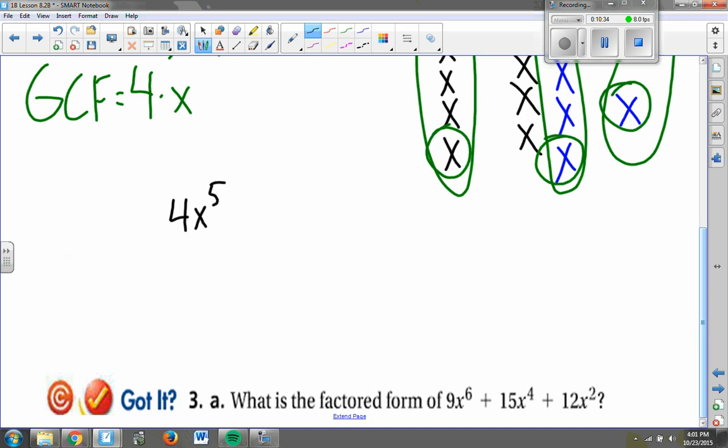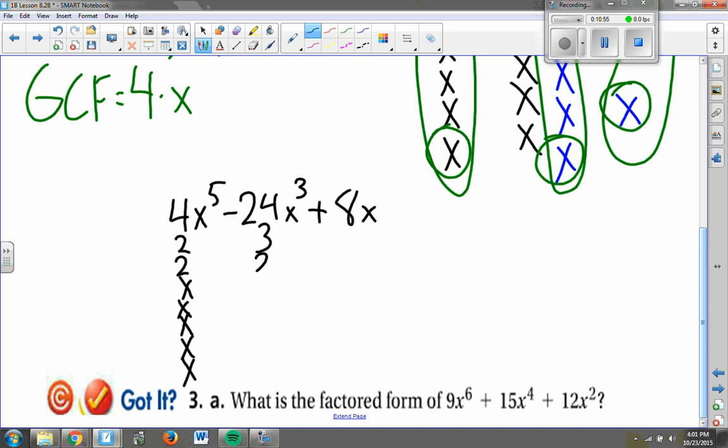4x to the 5th minus 24x to the 3rd plus 8x. And I'm going to write out what I factored them into again as well. This was 2 times 2 times 5 x's. This one here was, I believe, 3 and then three 2's, and then 3 x's. And then 8x was just 2, 2, and 2, and then x.